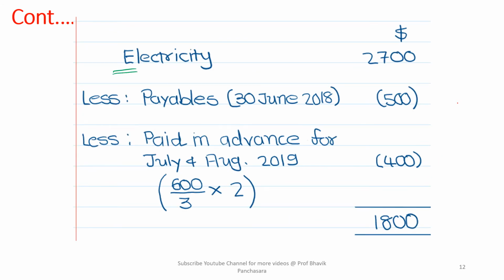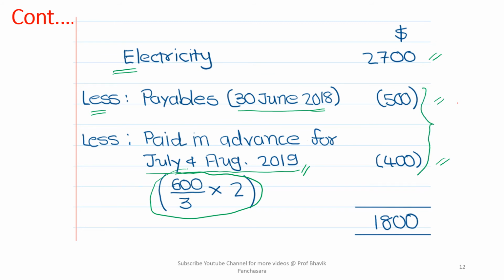Next we are going to calculate is electricity. The amount given in the question payment side is 2,700. Now we are going to deduct the amount of payables for last year, that is 30th June 2018 is 500, and amount paid in advance for 2 months of next year, that is July and August 2019, 400 rupees. How this 400 rupees arrived is shown here. So we are going to deduct total 900 out of this 2,700. So final amount of electricity is 1,800.